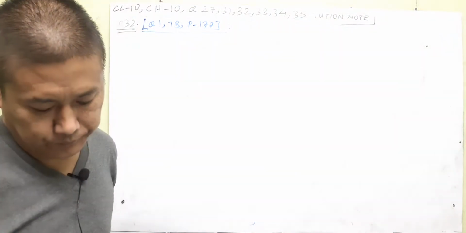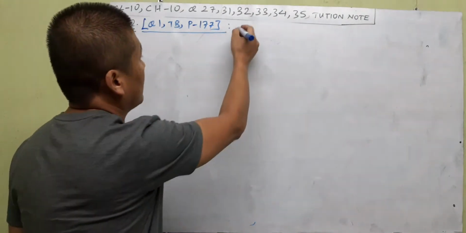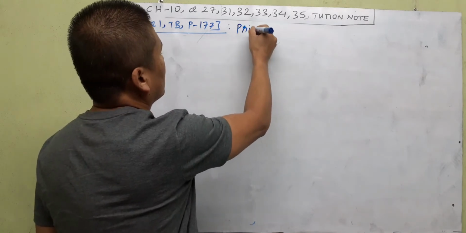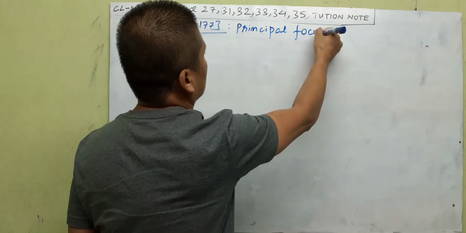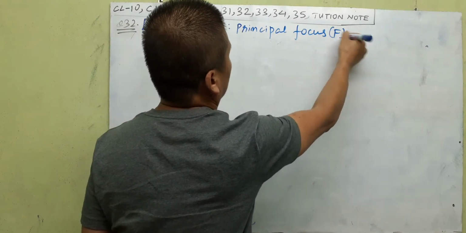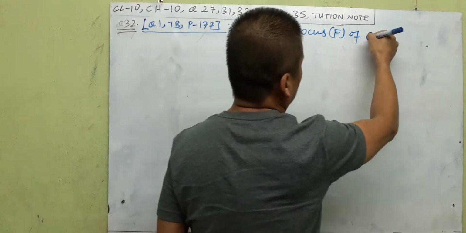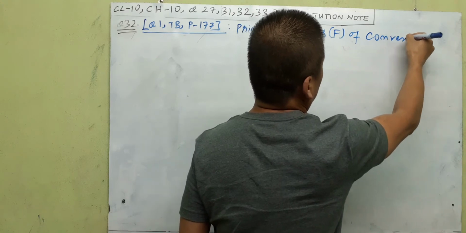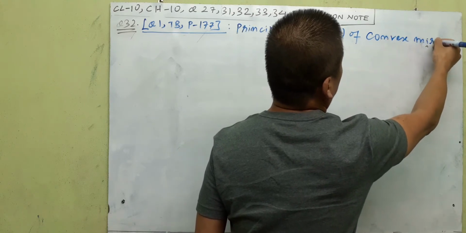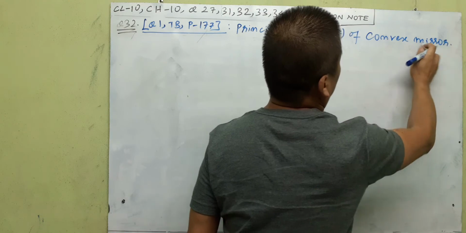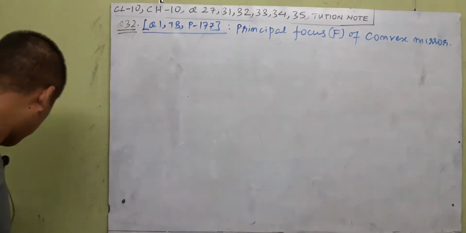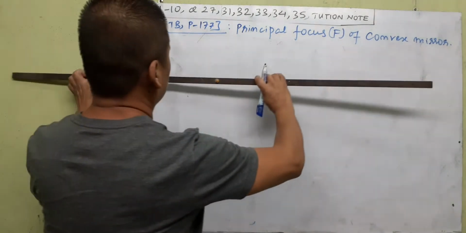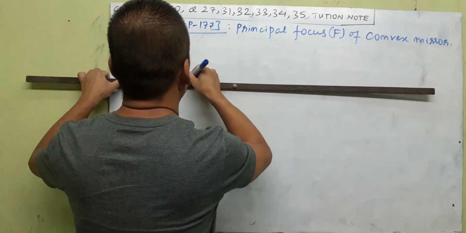It says define principal focus, which is denoted by capital F, of a convex mirror. We have done this before, combined with concave. But here the question is asking us to define it separately. So let us draw quickly the convex mirror to understand it. And then we'll define after that.